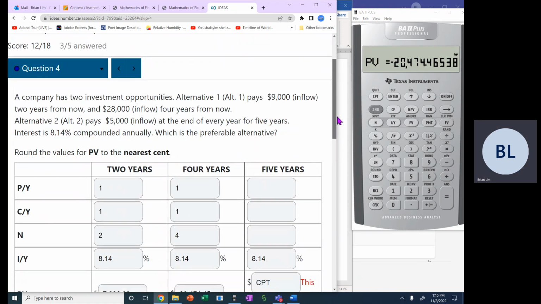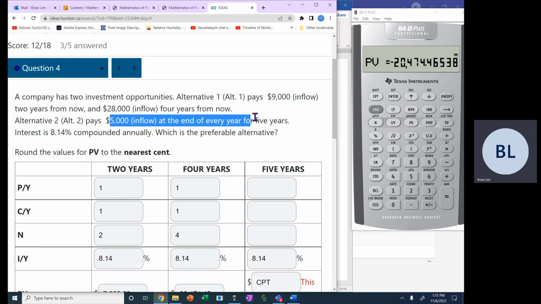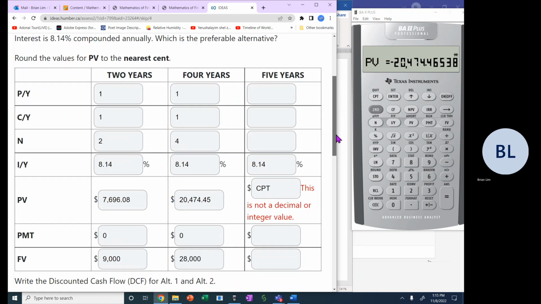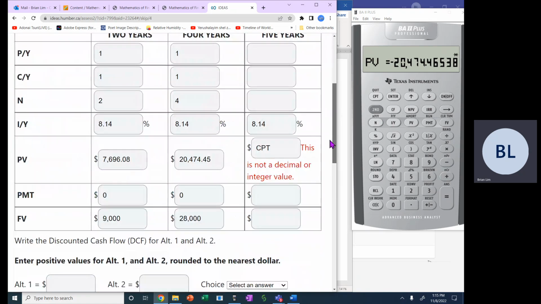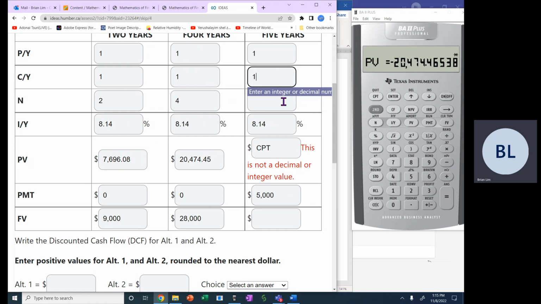All right, now we go to alternative 2, and that pays $5,000 at the end of every year for 5 years. So 5,000 is the payment. We are receiving it, so we put it in positive, at the end of every year for 5 years. So the payment is annual, and the compounding is also annual. We know that from before. And here it's for 5 years. So we'll do that computation very shortly using the calculator. The future value, we will put in 0, and we will compute the present value.